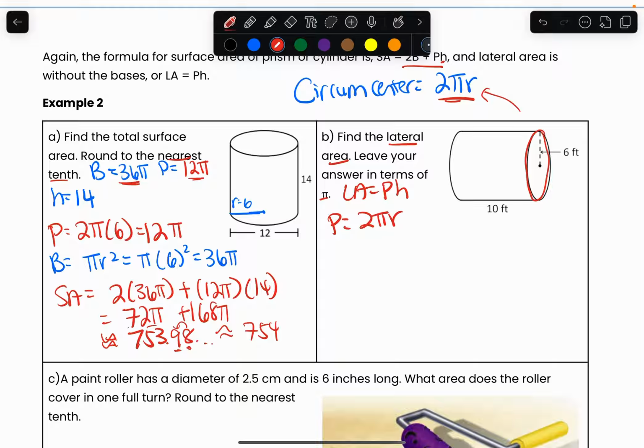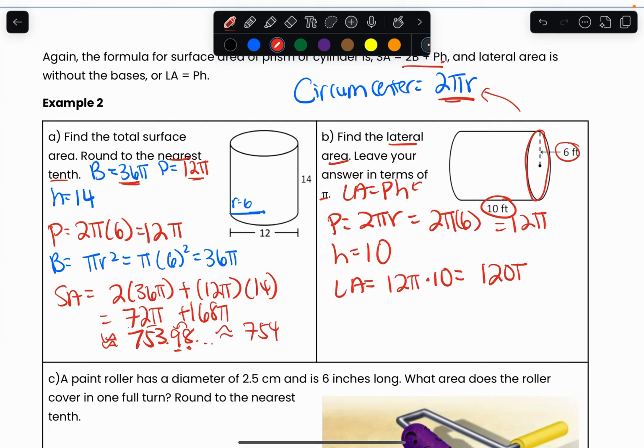Okay, so now I need to plug in everything I needed. I know I have 2 pi, and I know my r here is 6. 2 times 6 gives us 12, and since we're leaving our answer in terms of pi, we just leave it as 12 pi. And that is my perimeter of my circle, or my base. Then I have to multiply this by my height, like it says in my equation right here. By looking at the picture, I know my height here is 10. So now I have everything I needed. My lateral area equals 12 pi times 10, and this will give me 120 pi.